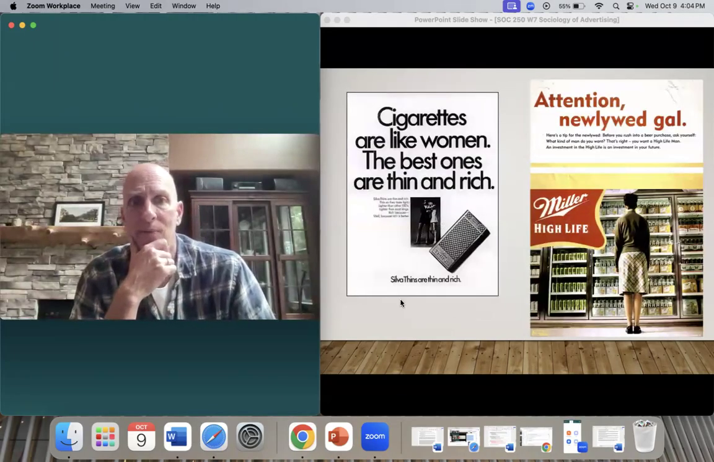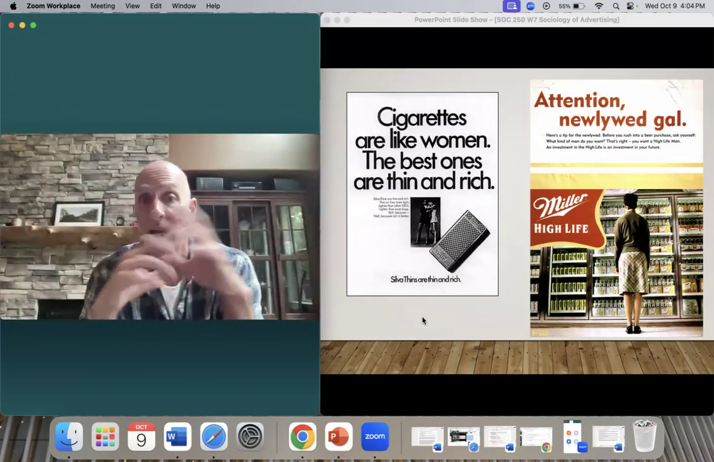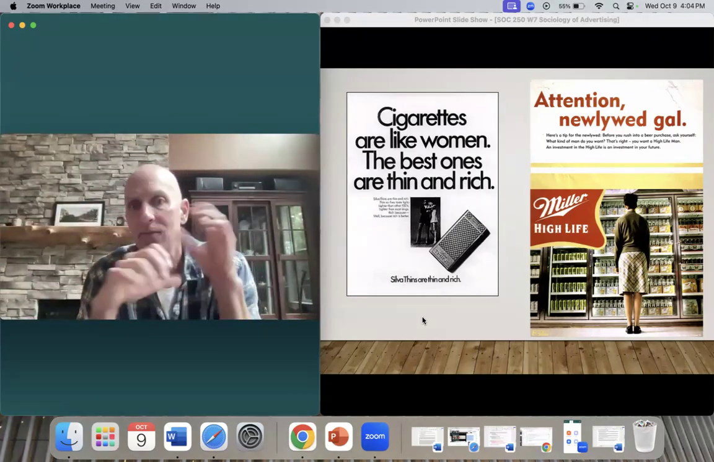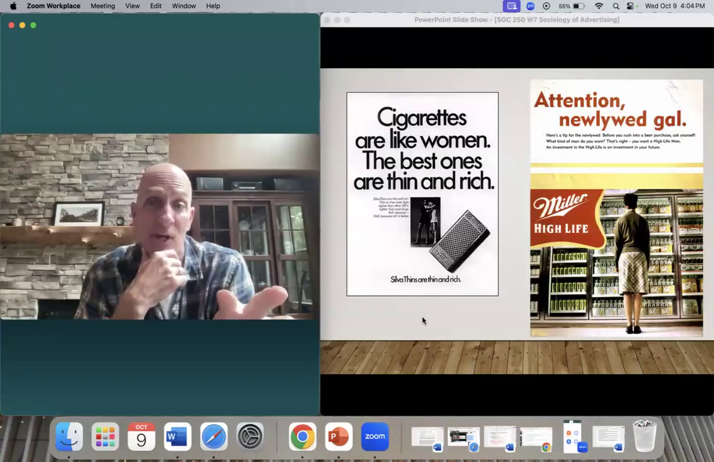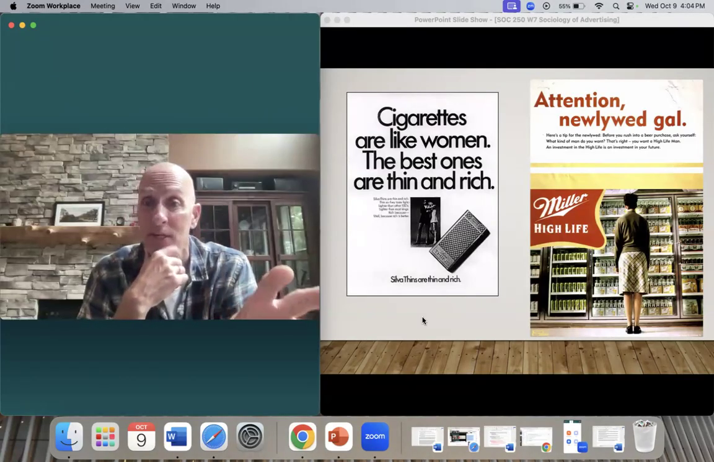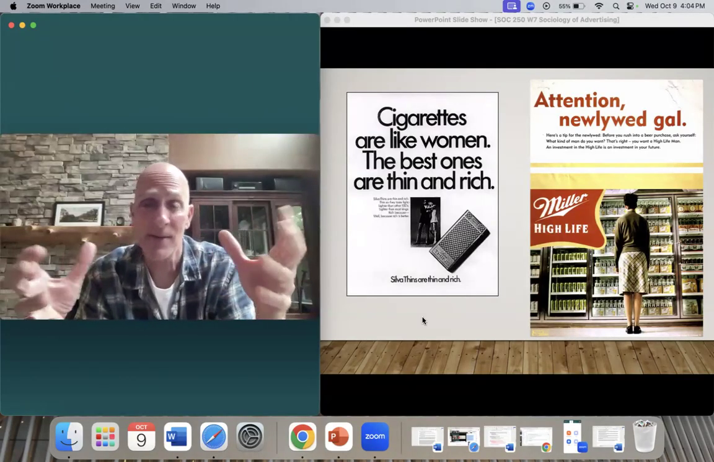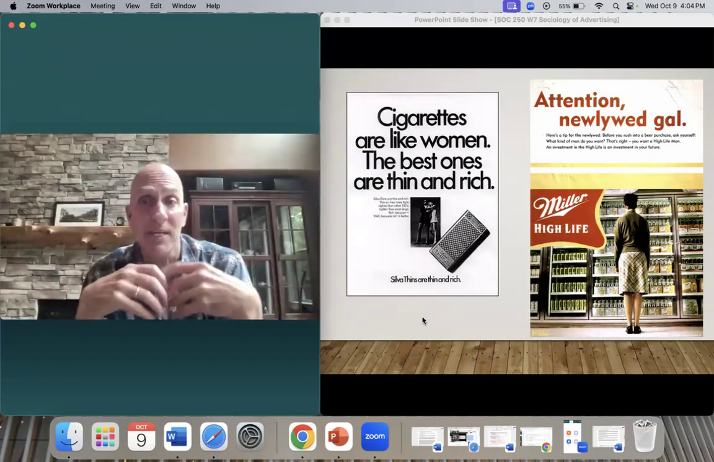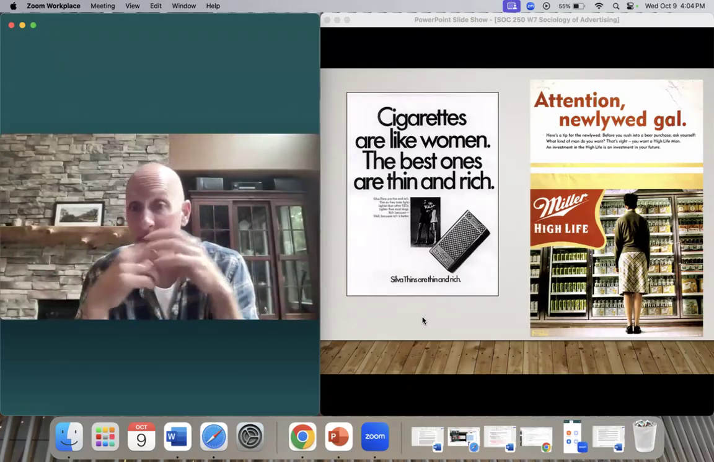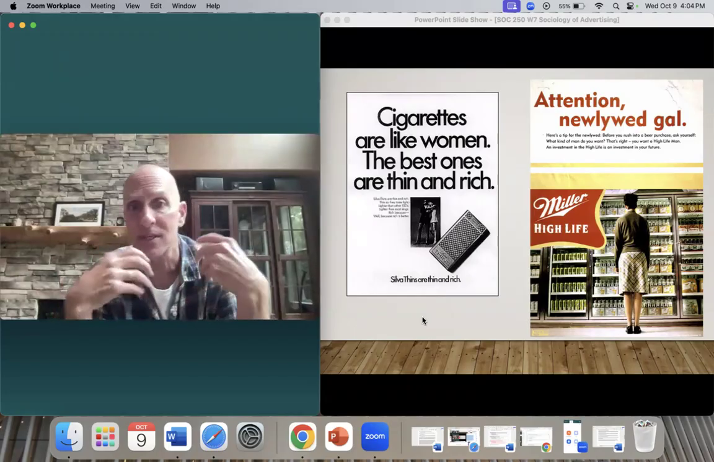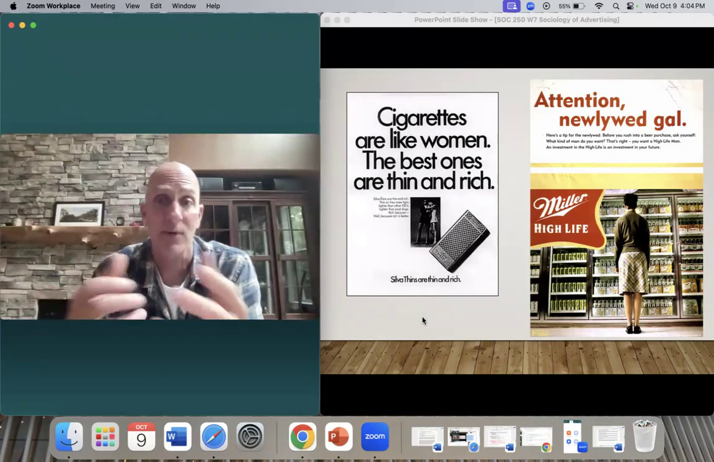Here's a more recent one. Now it's image, big text, not a lot of words, and specifically targeted towards women. The best ones are thin and rich. That's pretty powerful, right? This idea of gender norms and expectations are now brought into the advertisement: being thin, being rich. It's class status in terms of the brand of cigarettes you smoke.